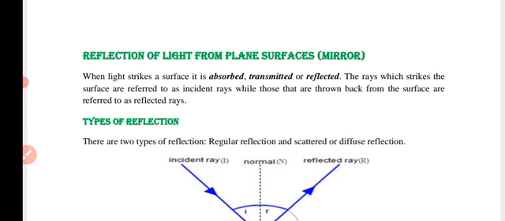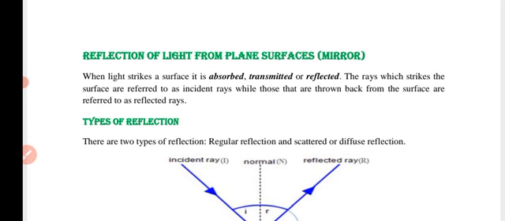This time around we are looking at reflection of light from plane surfaces. As we all know, when light strikes a surface, it is either absorbed, transmitted or reflected. When light is thrown back to where it is coming from a surface, this is known as reflection. And we have two types of reflection.